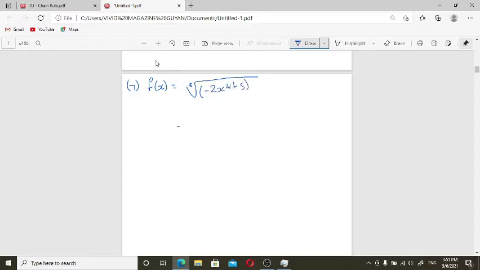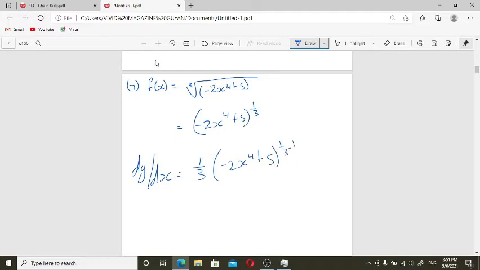Alright, so let's write this out again as minus 2x to the fourth plus 5 raised to a third. So dy upon dx is equal to a third of the inside, a third minus 1, multiply 4 times 2 is minus 8x reduce. And if I make any errors during this, just let me know, so I could go and update it quick on YouTube.